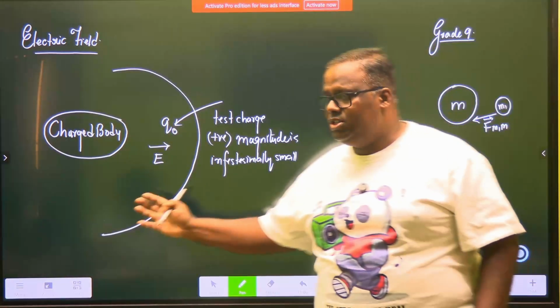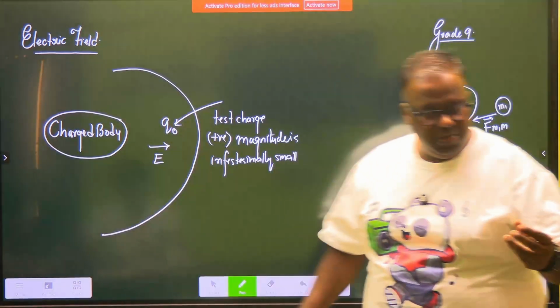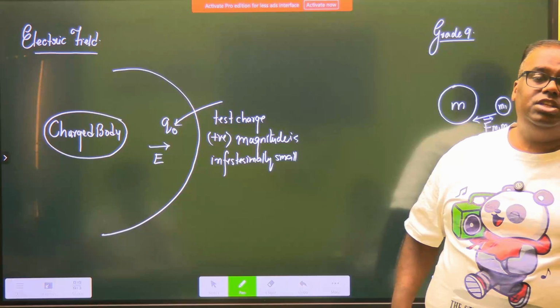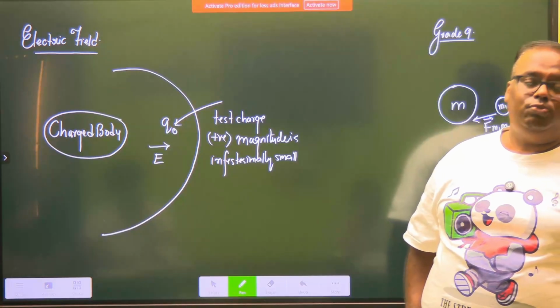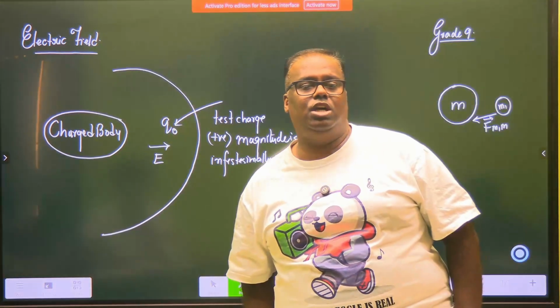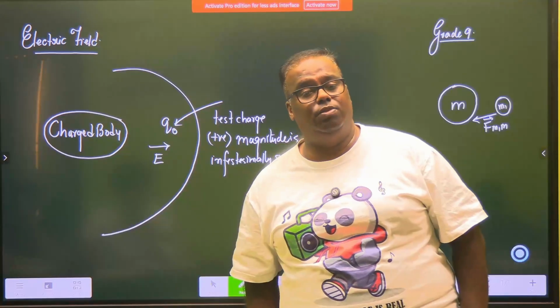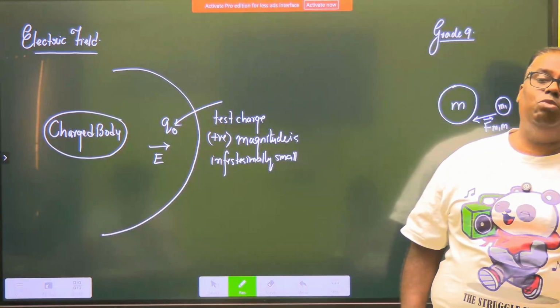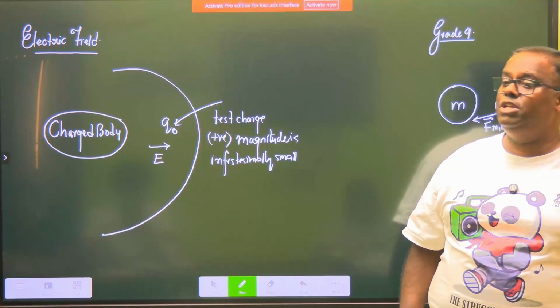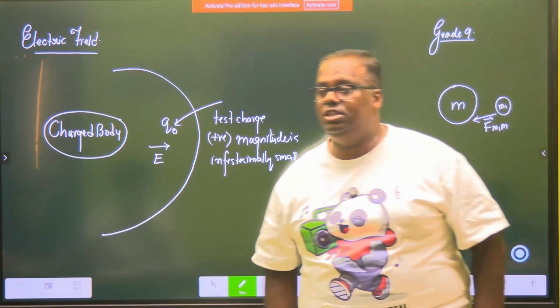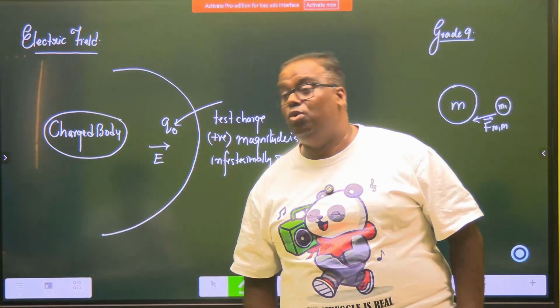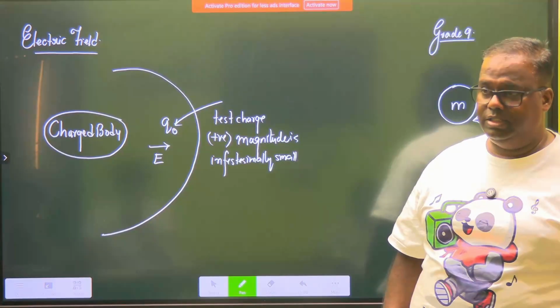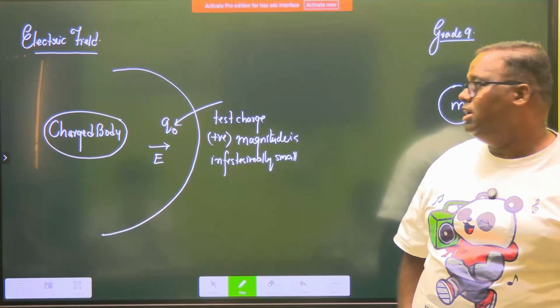So if I have a charged body, or it may be a single charge, there is a region around it where the effect of that charged body will be felt. That is known as the electrical field. Now the question arises, sir, how big is that region? That region spreads from the charged body till infinity. The closer you are, the more you will feel it. The farther away you are, you will not feel it.